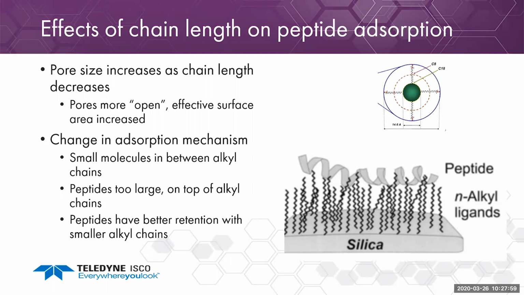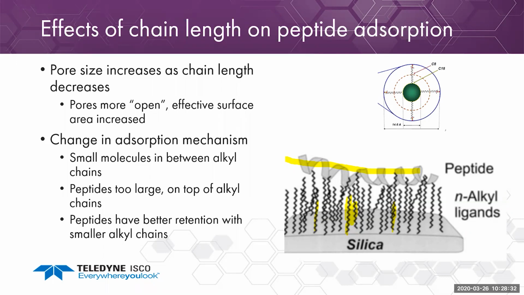There's also a change in adsorption mechanism as you go between small and large peptides. Small molecules can fit in between these alkyl chains very nicely, whereas peptides tend to lie on top of it. And so peptides tend to have a little bit better retention with the smaller alkyl chain. The small alkyl chains also allow for a little bit of interaction with the underlying silica too, where there's some unreacted silanol groups, even with end-capped.